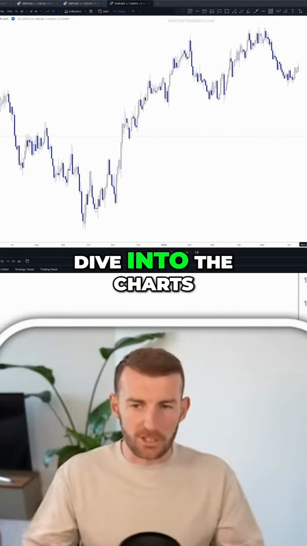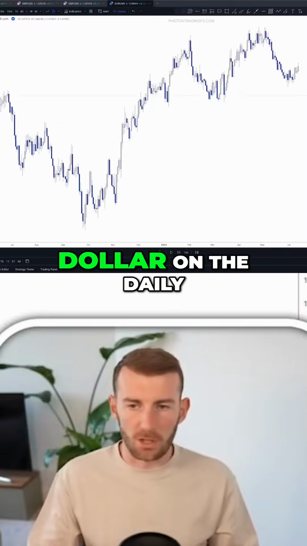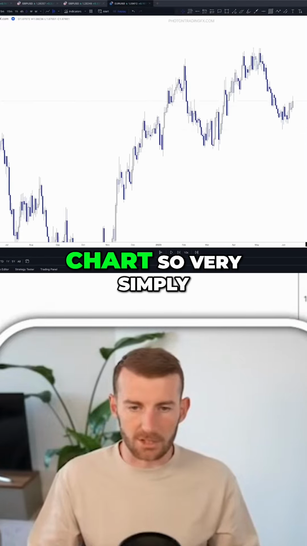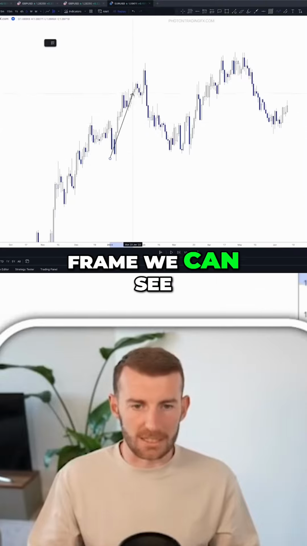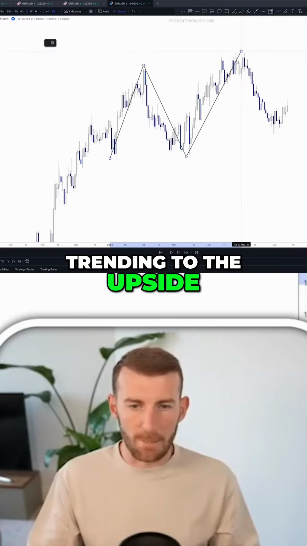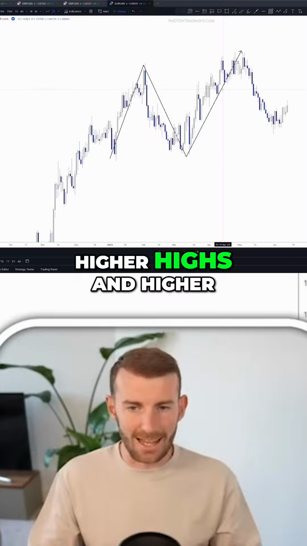Alrighty, so let's dive into the charts, and this is EUR/USD on the daily chart. So very simply, we do not need to overcomplicate our analysis on this time frame. We can see that we are clearly trending to the upside, making a series of higher highs and higher lows.